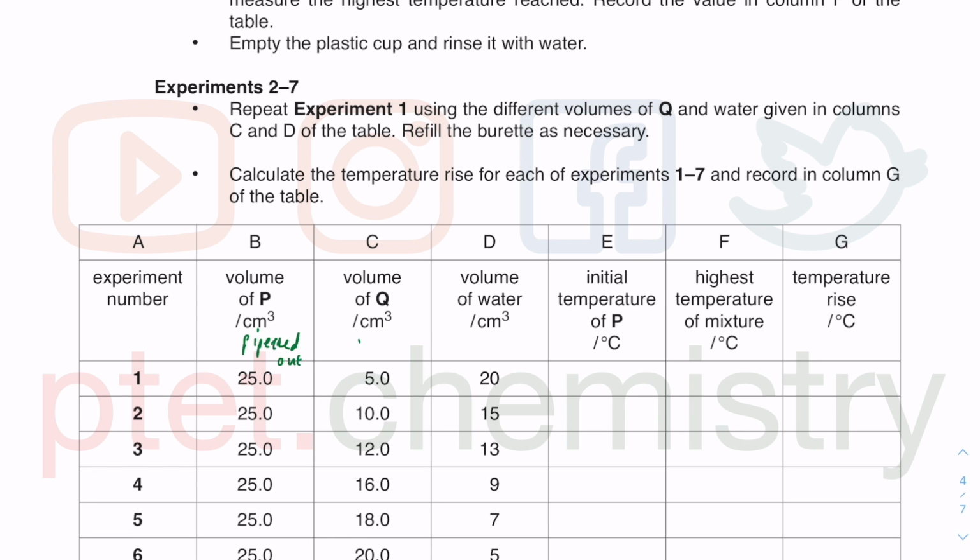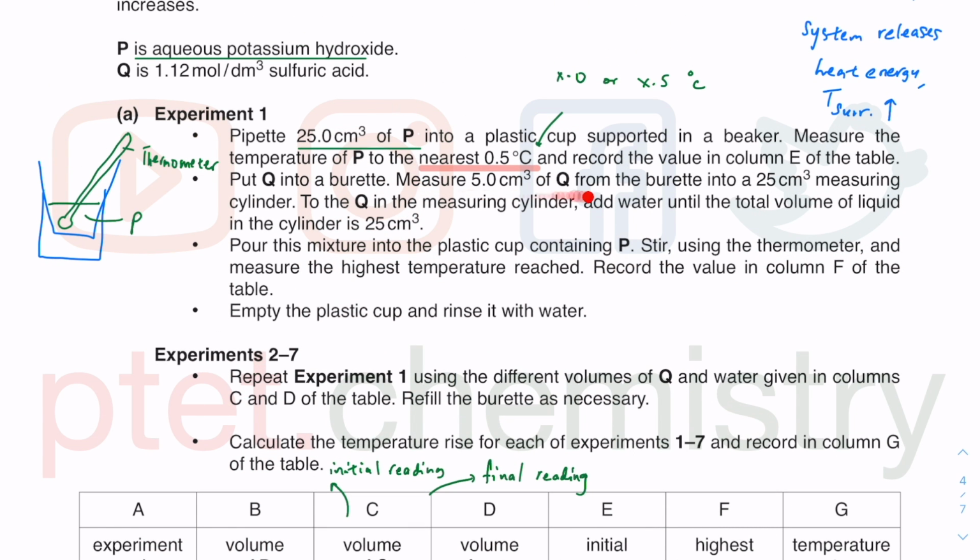And then the Q is from the burette, and you will see that throughout you pipette out the fixed volume of P into the plastic cup, and then you keep on changing the volume of Q from the burette. So you need to know the initial reading on the burette, as well as the final reading, which of course depends on how much volume you want to pass from the burette into this measuring cylinder, which you're going to top up with water. The volume of Q plus the volume of the distilled water is going to add up to 25.0 according to this instruction here.